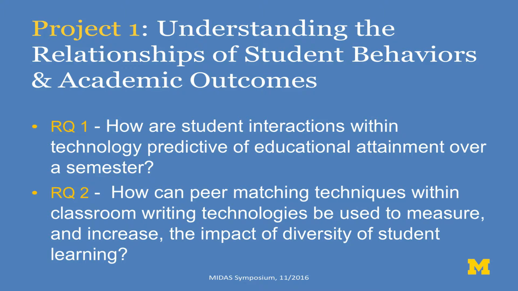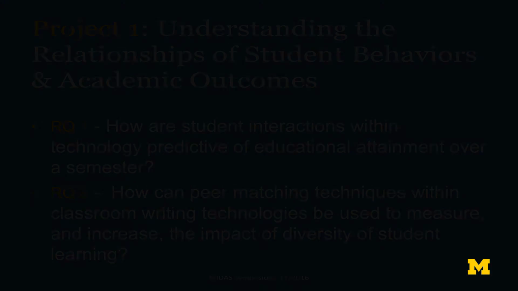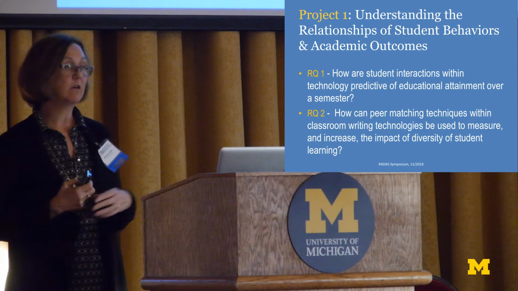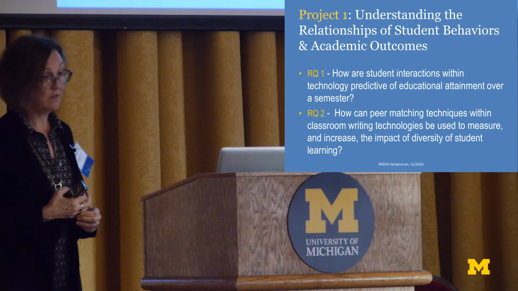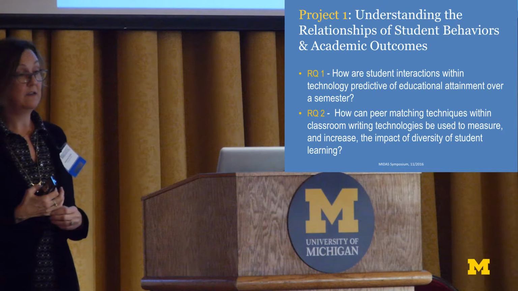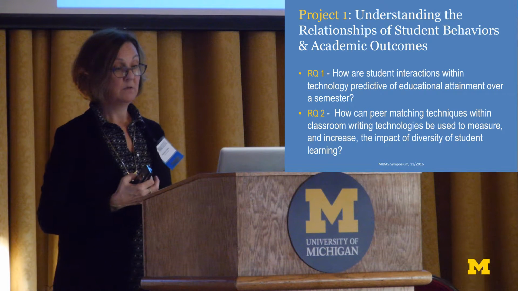So we've conceptualized the home project under three general headings and three general projects. They are all related, but it was a way for us to move the work forward by conceptualizing it in this manner. The first project, you can read here, is the relationships between student behaviors and outcomes, and we have some very specific research questions that we're going to be using the data that we have available to look at.